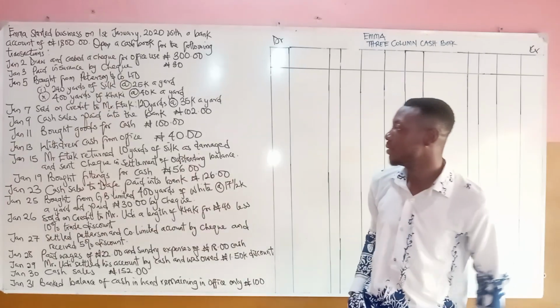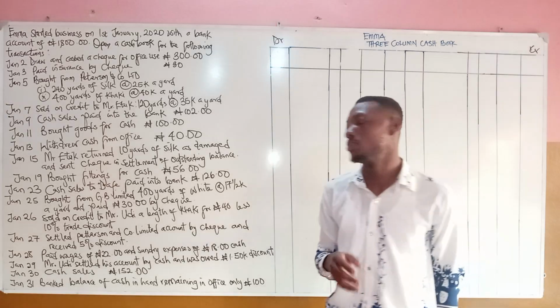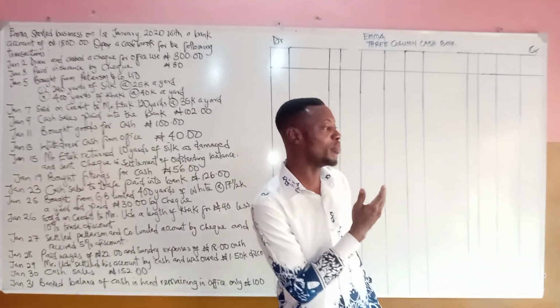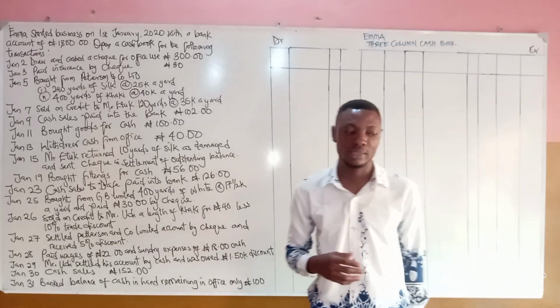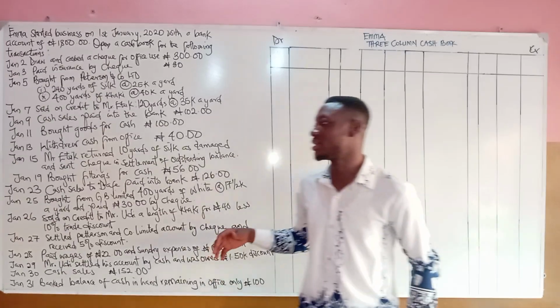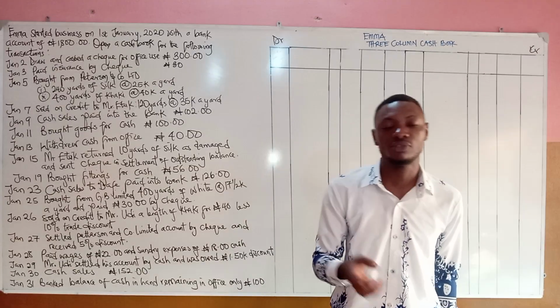Then in a single column cash book, we have 8 columns. Double column cash book has 10 columns. The difference is that you have a bank column in the debit side and a bank column in the credit side. What do we do when we have a bank column? It means that there are certain transactions that you did not receive cash payment. Those transactions you receive check.